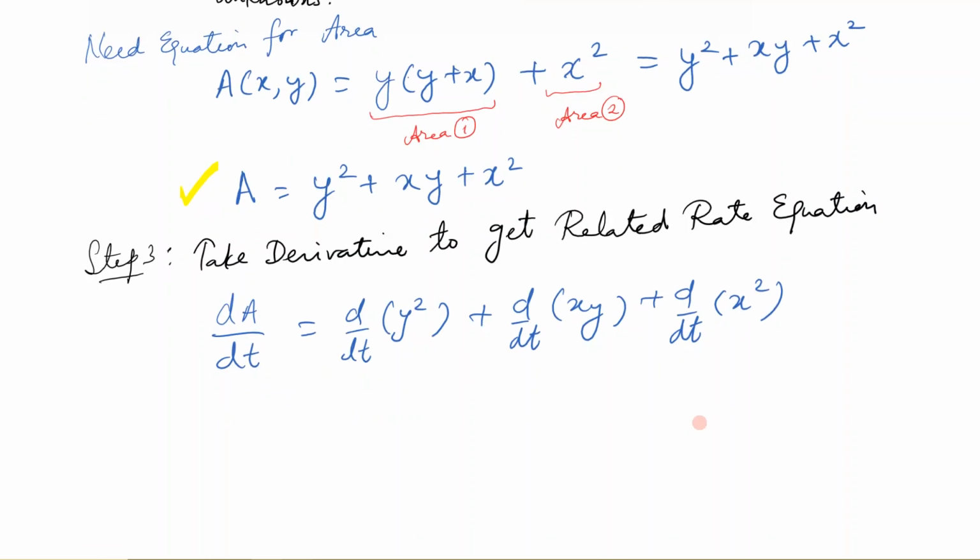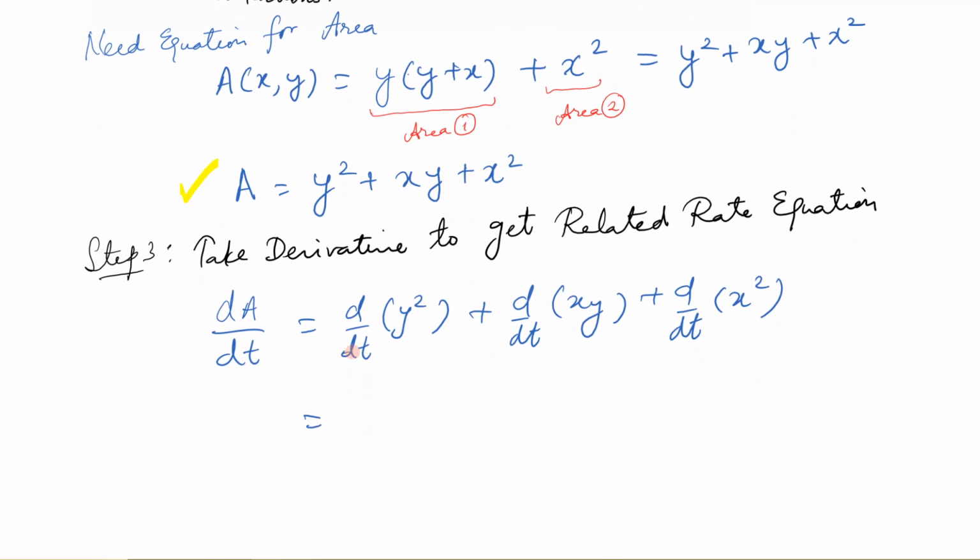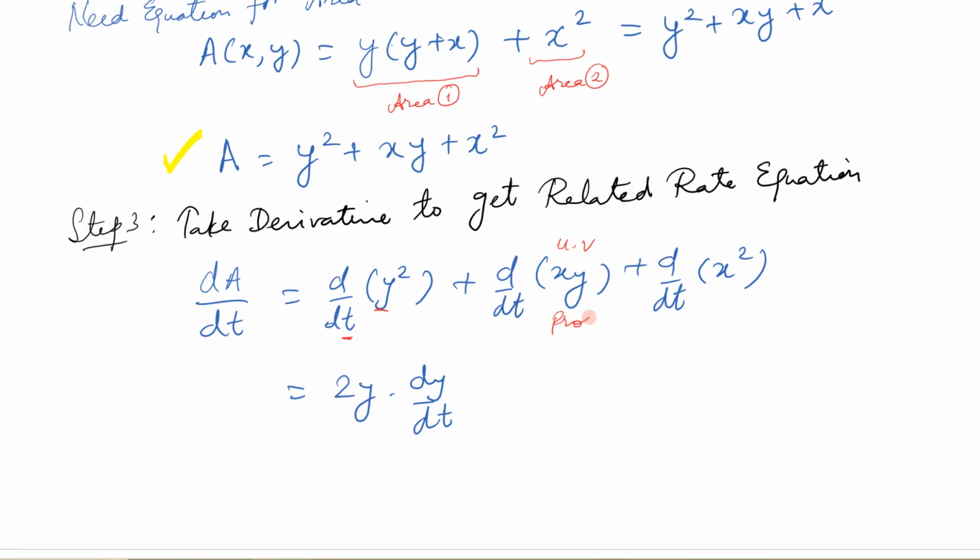And we notice that the derivative of y square with respect to t, so here we have variable t and this is y, so we have different variables, so we have to apply the chain rule. So 2y dy over dt, and for any x and y terms which are in the product, we're going to use our product rule, u times v. So use your product rule for this mixed term.